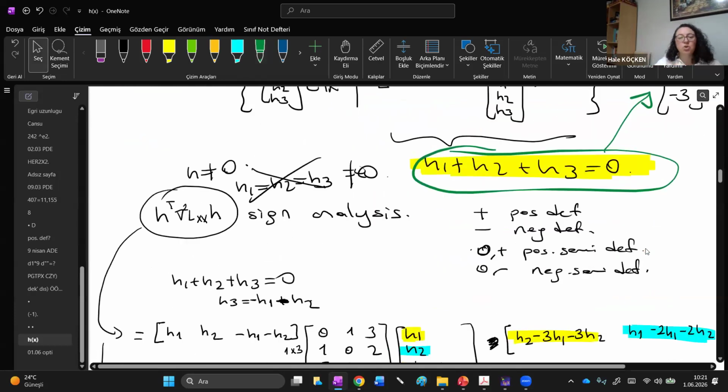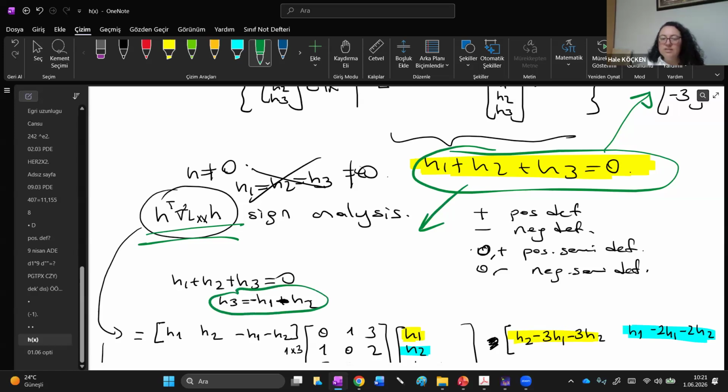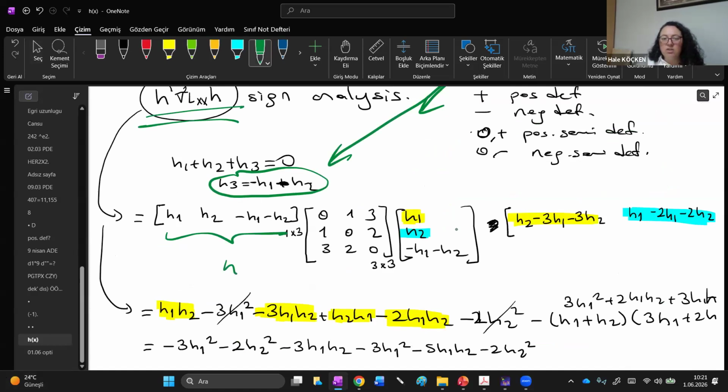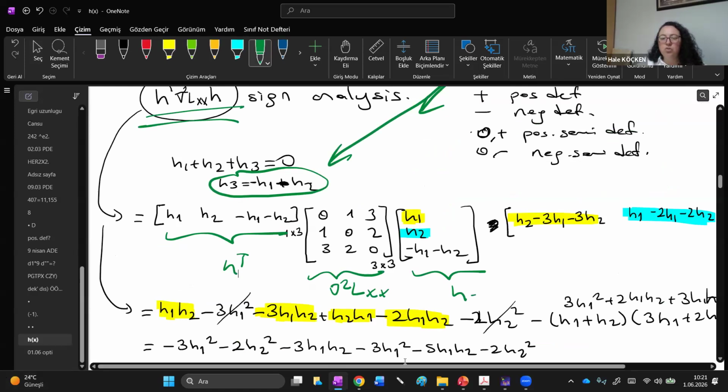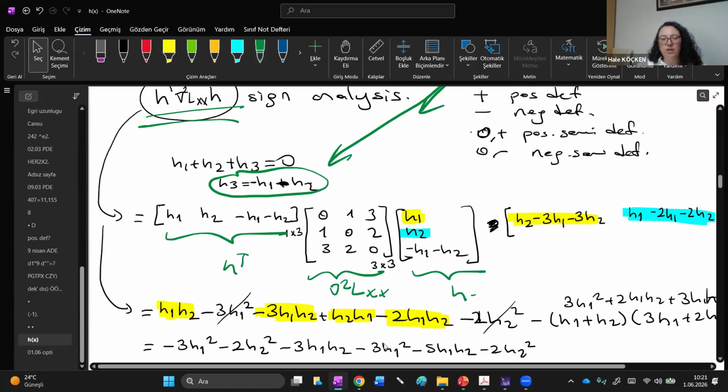Anyway, so we need to do the sign analysis for h transpose times the Hessian of L at x, times h, under this condition. Instead of h3, I will write -h1 - h2 by combining with our condition. So we write this is h, this is the Hessian of L with respect to x, x, and this is another h transpose. So we did this multiplication. Of course, you need to do the algebra. You just need to multiply both of them.